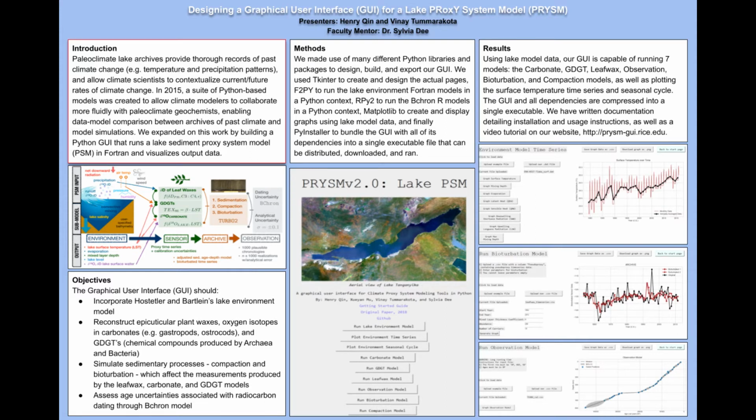Paleoclimate lake archives provide thorough records of past climate change, such as temperature and precipitation patterns of the past. These archives also allow climate scientists to contextualize current and future rates of climate change because they enable climate scientists to test the performance of global climate models. However, the predictions produced by climate models don't always map neatly to data collected from paleoclimate archives.